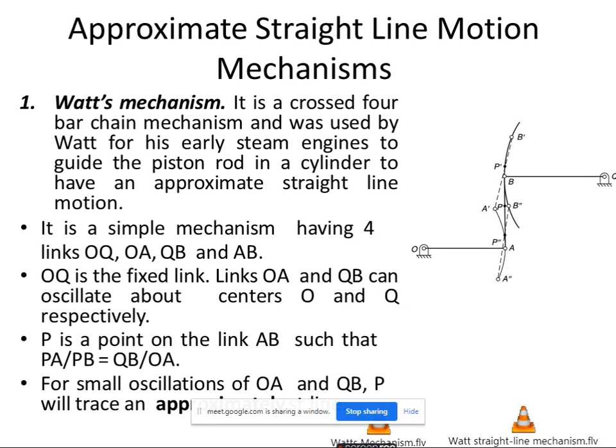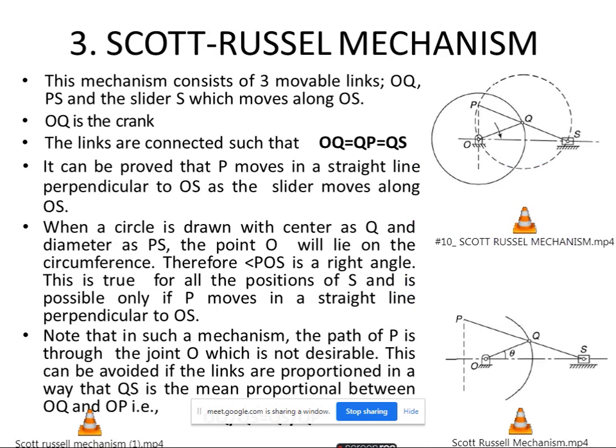So this is Watt's mechanism, and this is Roberts mechanism, and next we'll see about Scott-Russell mechanism. Okay, so in this Scott-Russell mechanism, you can see the figure. So this mechanism consists of 3 movable links, that is OQ and PS and the slider S. Okay, this is OQ, this is not movable link.